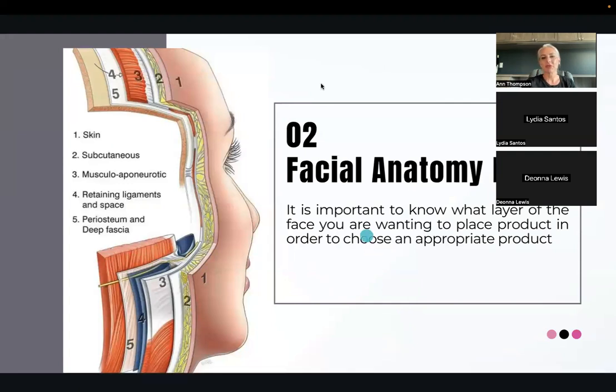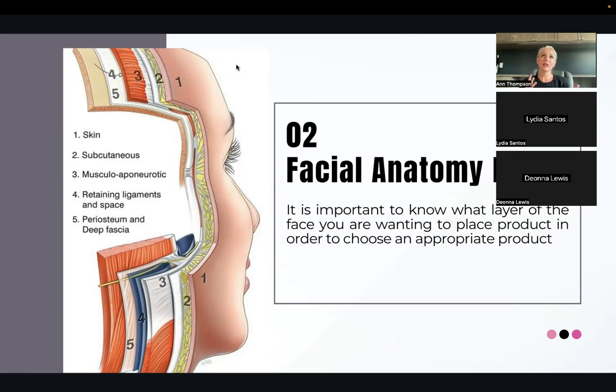So whenever you're dealing with filler, the big thing is to know what plane or what layer of the skin that you're going to be laying the product in. So the very first layer is going to be your skin. The second layer is going to be that sub-Q area. The third layer is going to be where the muscles are. The fourth layer is going to be that retaining ligament space. And then the last layer is going to be the periosteum.